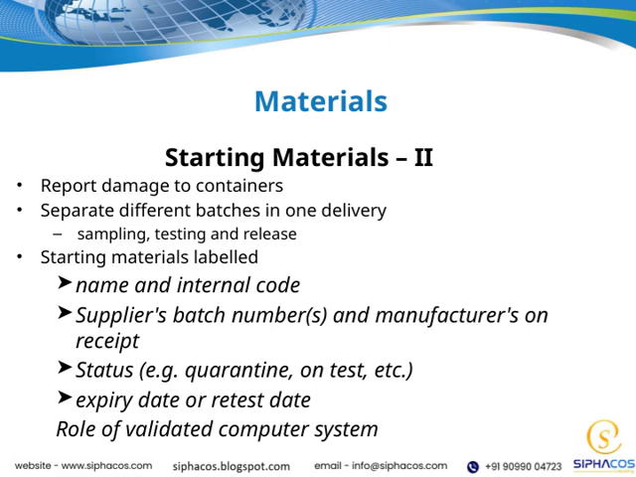It's also important to record the supplier's batch number, and the manufacturer's details upon receipt. This information supports traceability and accountability. Additionally, we need to note the status of the materials, whether they are in quarantine, on test, or ready for use. And don't forget to check the expiry date or retest date to ensure the materials are still within their valid use period.